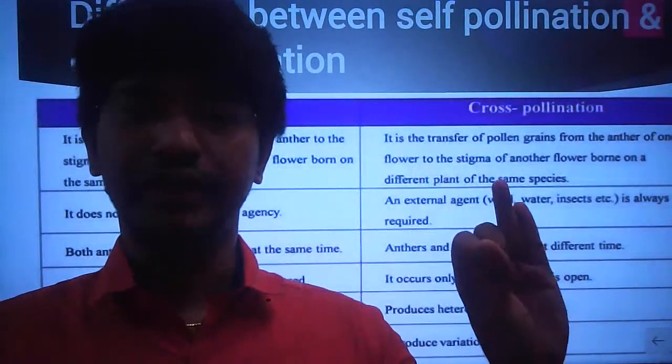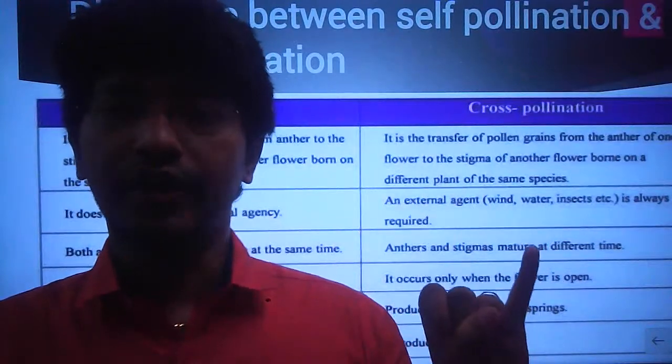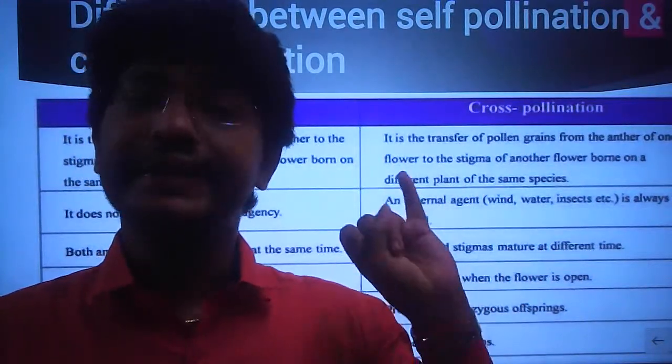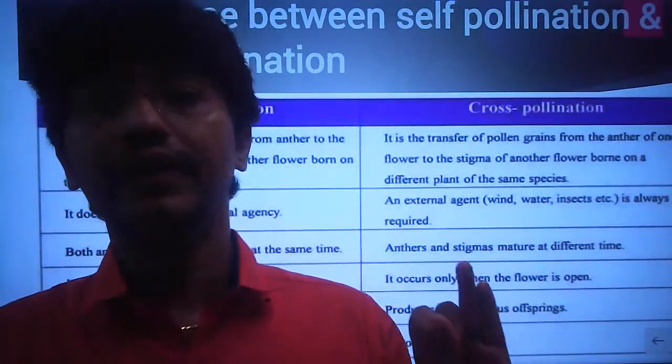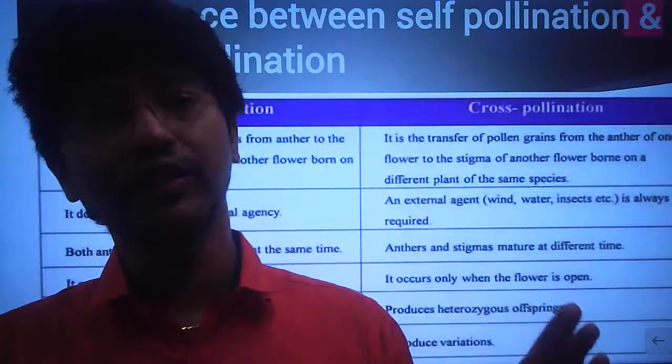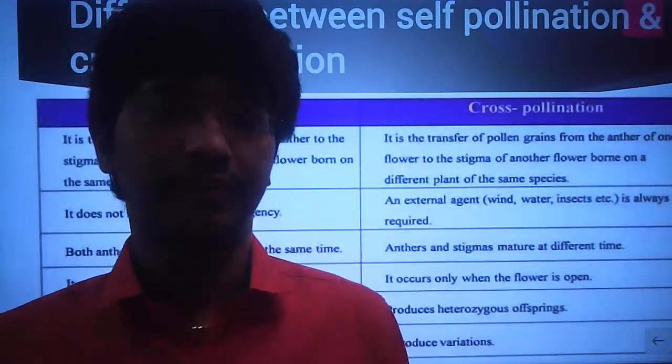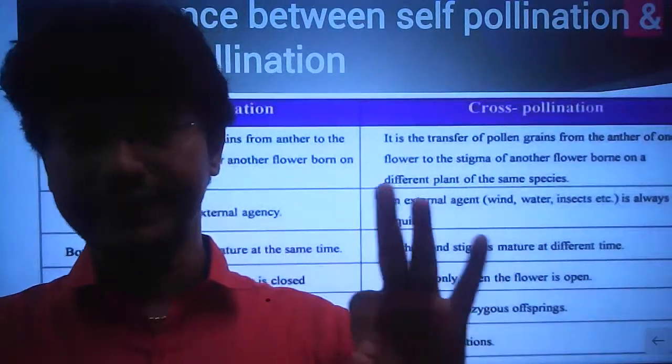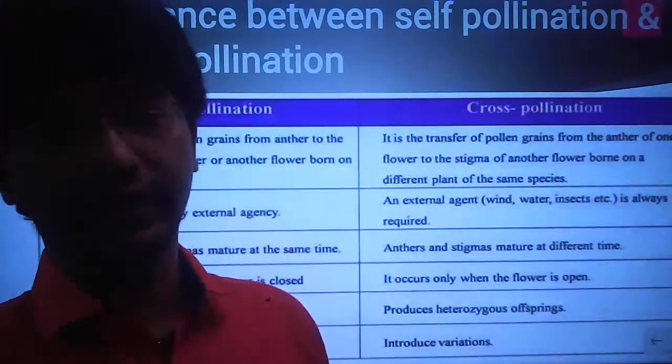Autogamy, geitonogamy, xenogamy. What is autogamy? Same plant, same flower. Geitonogamy, where you could see same plant, different flower. What is xenogamy? Different flower, different plant. So these are the three basic concepts that you should recollect.